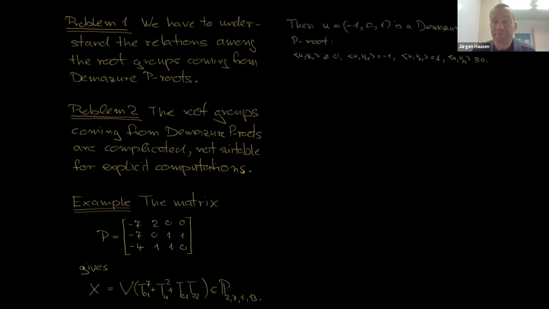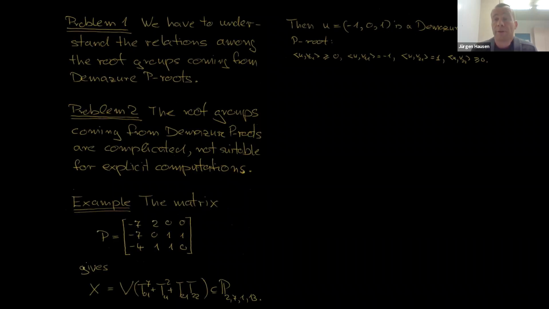So then let us try to find the Demazure P roots without knowing what the definition is. I just give you one: u equals (-1, 0, 1). We can look at what it does with the columns of the matrix. It evaluates to non-negative on the column v01. It evaluates to -1 on v11, so that's what we need. Then it evaluates to 1 on the column v21.